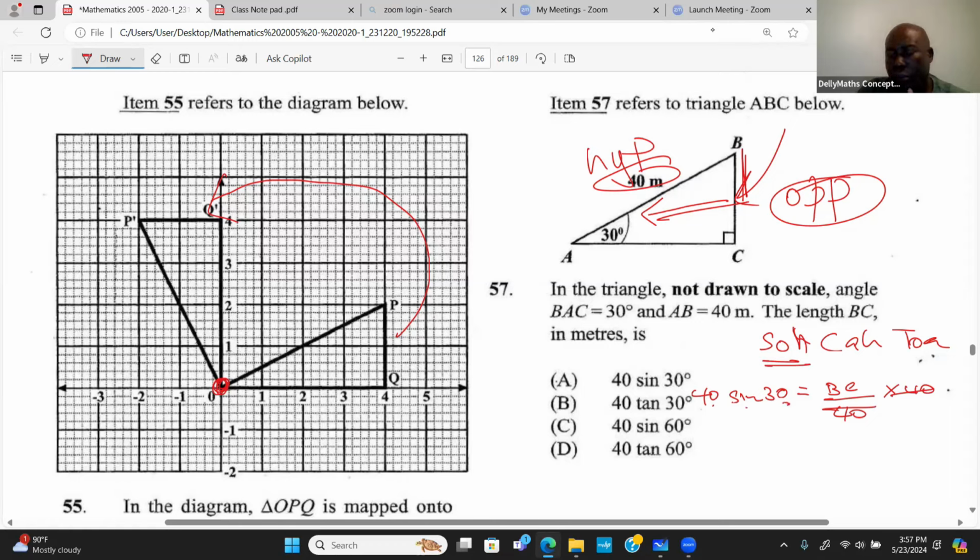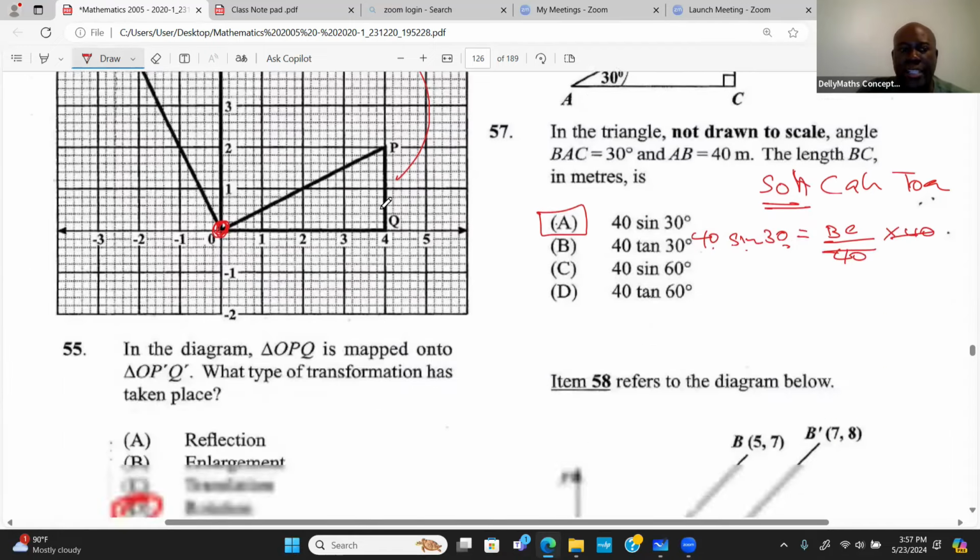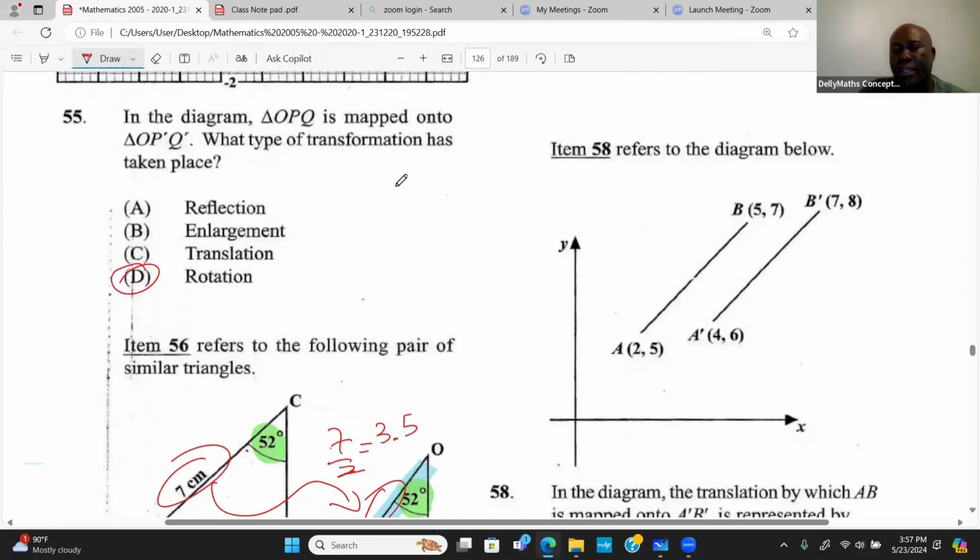If you look, you don't make the error. The answer is A. Look at B, 40 tan 30. Look at C, 40 sine 60, and so on. So you have to be on your P's and Q's. Look out. Make sure that you're not making any error as you go forward. All right. Now let's take a look at 58.